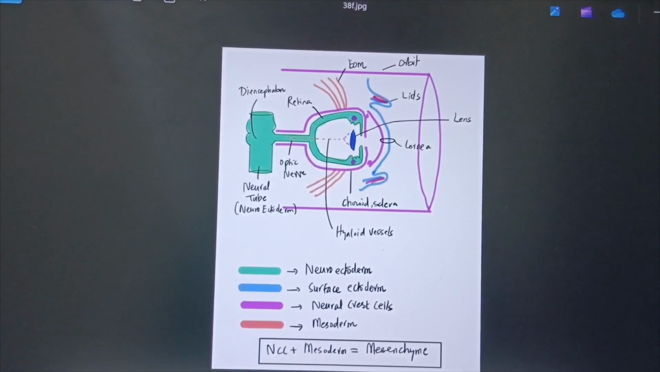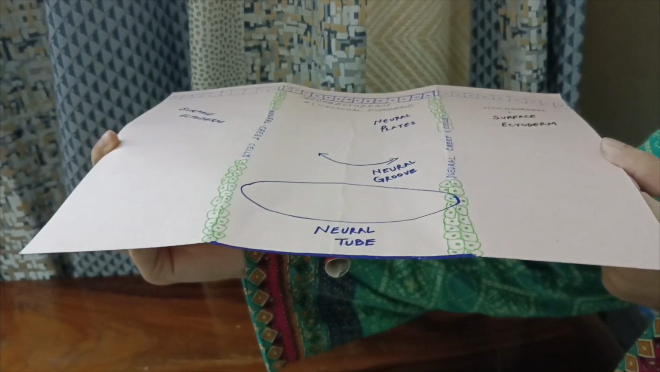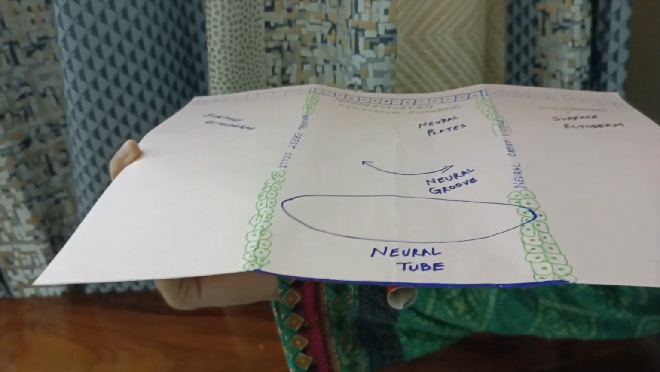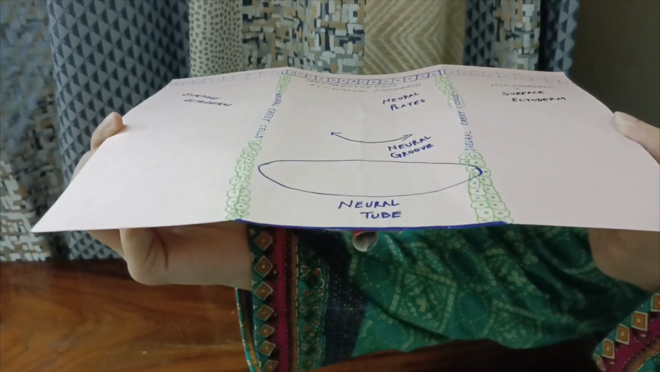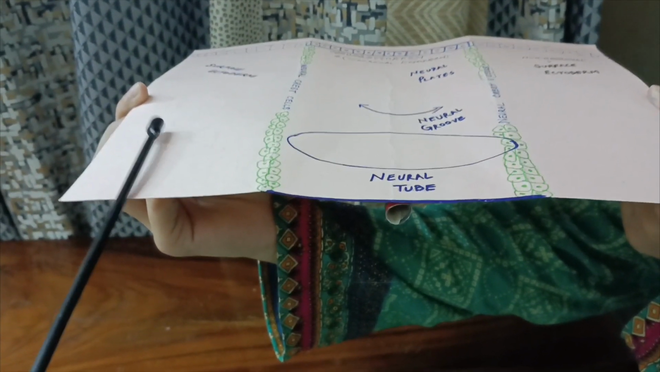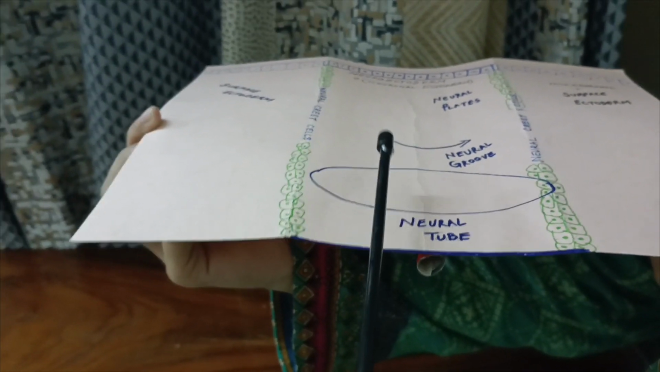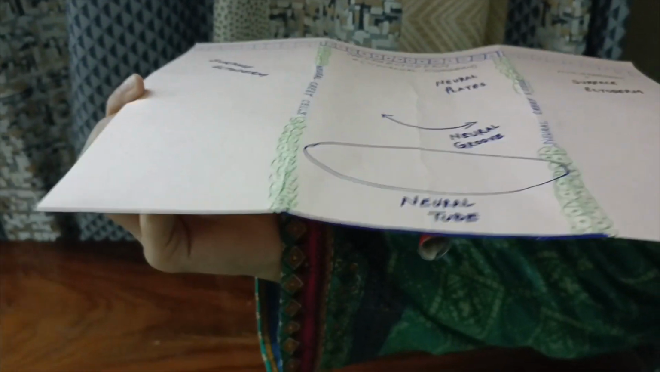Thank you very much. Now you can see that this is just a plate called the ectoderm, and this whole thing is the surface ectoderm. This central portion is the neuroectoderm. See how it is going to be folded to form the neural plate.